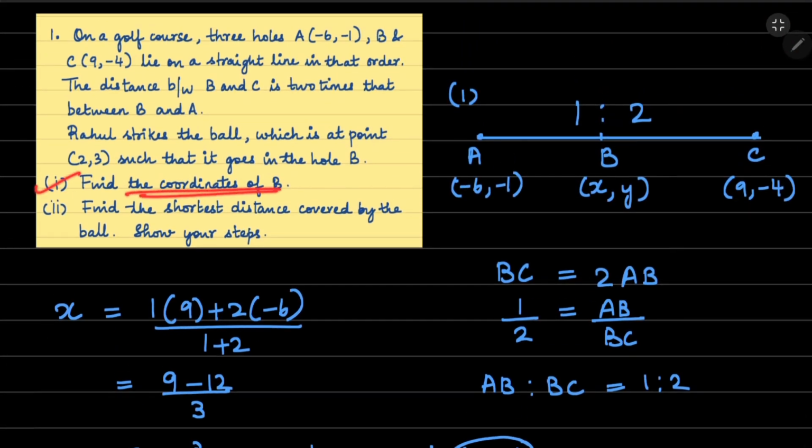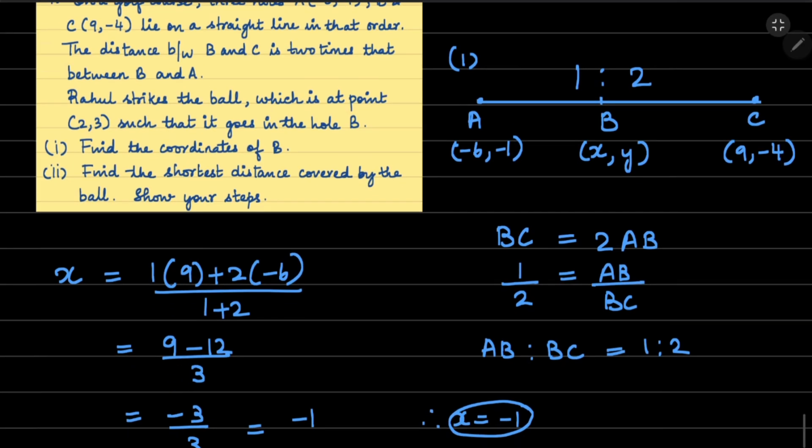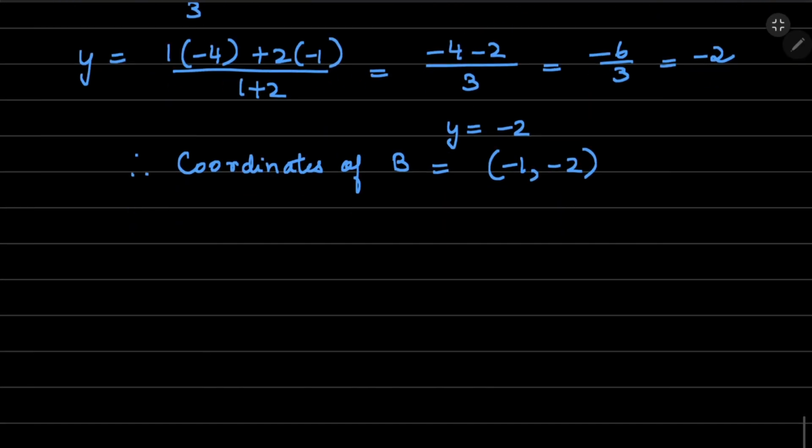You are asked to find the coordinates of B, and you have found (x, y) using the section formula. Now let's move on to the second question. Find the shortest distance covered by the ball. Where are we mentioning the ball? Here: Rahul strikes the ball which is at a point (2, 3). So let's draw this scenario as well. So this is for the second question. Here you have got 3 points A, B and C.